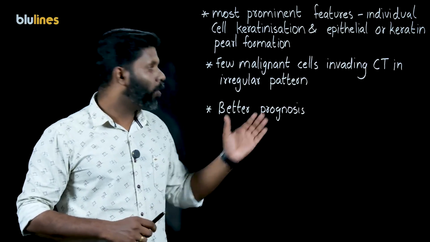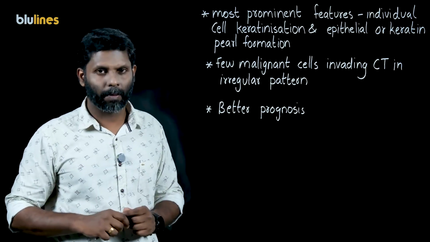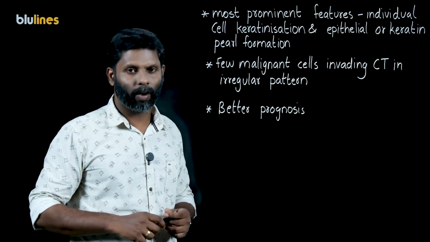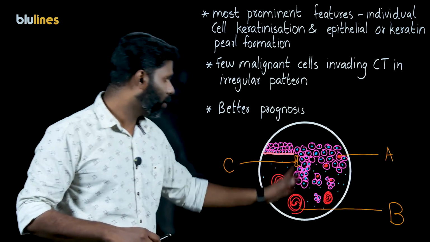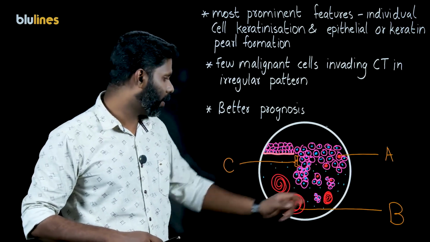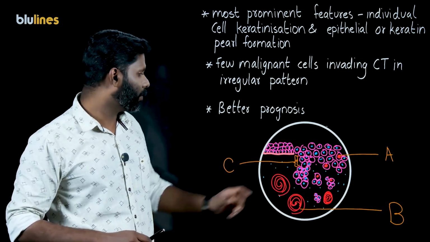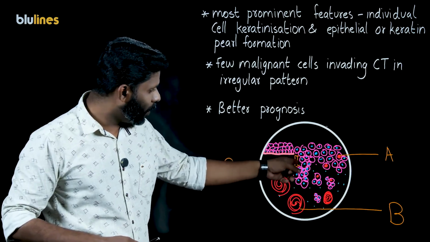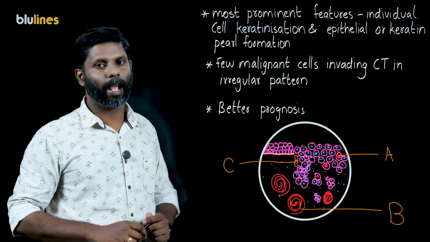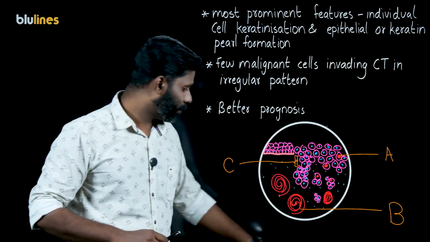And a few malignant cells will be invading the connective tissue from the break of the basement membrane, usually in an irregular pattern. And prognosis is usually better for this differentiation. So A means you can see single cell keratinization, and B, these are the epithelial pearls or the keratin pearls, and there will be an obvious connection from the epithelium and the breakage of the cells into the underlying connective tissue. These can be seen in the well differentiated variant.